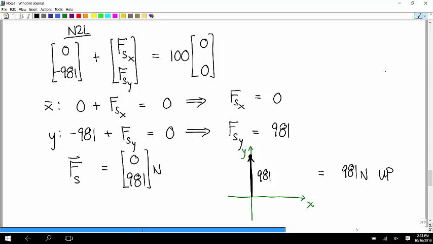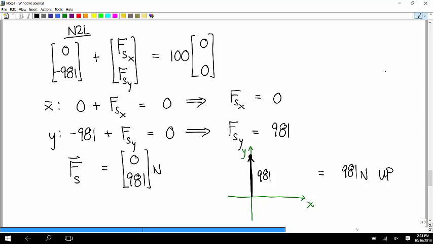Why are you adding that to get Fsy is equal to 981? It's just like if you had an algebra 1 equation that said negative 981 plus x is equal to 0. Oh, I understand that algebra. I'm saying how you set it up. Oh, over here? Second one up, all the way up. Okay. Like, why add that?